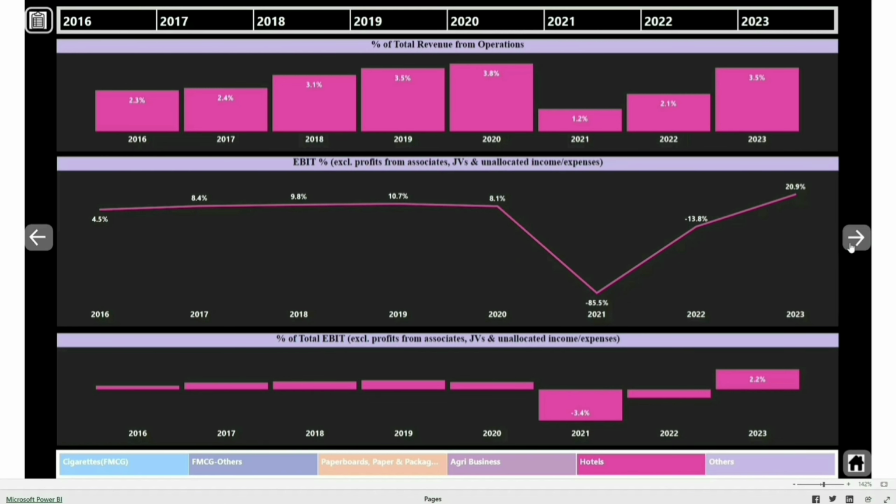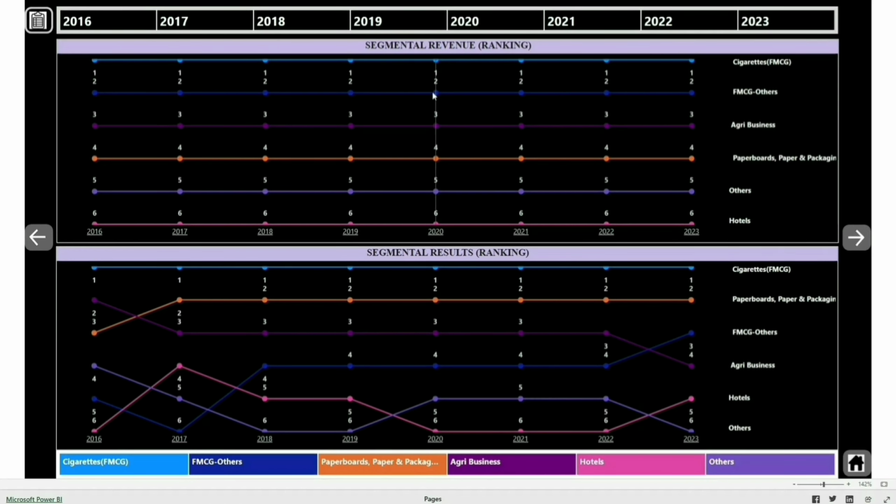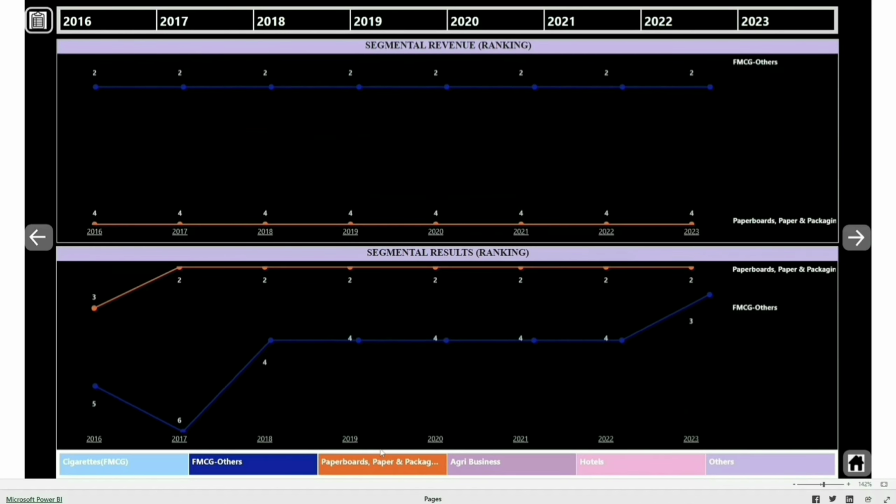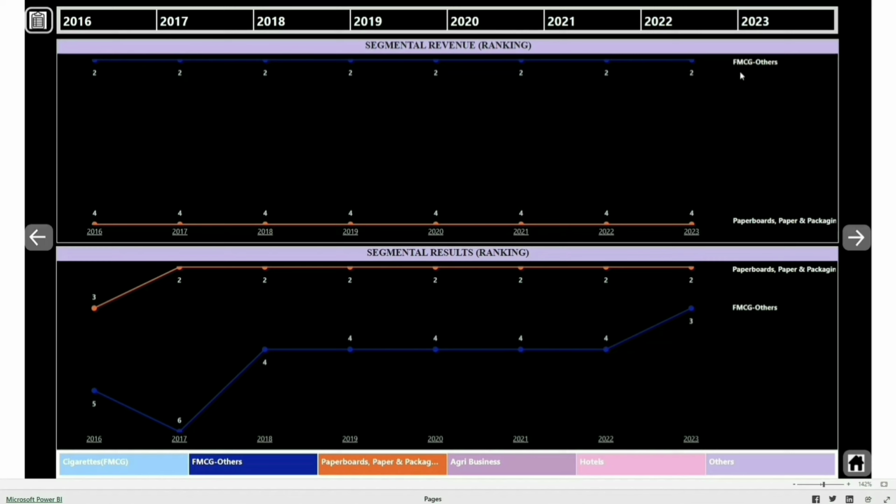So let's move forward. Here you can see the segmental revenue ranking and the segmental result ranking, right? Here we can see that cigarettes have been the biggest contributor in terms of revenue as well as profits. But you can see the paper boards happen to be the second highest contributor in terms of profits, right? So we'll be looking at FMCG others and paper boards, paper and packaging. Here you can clearly see that FMCG others comes on top when it comes to revenue, but the positions are reversed when it comes to profits, right?